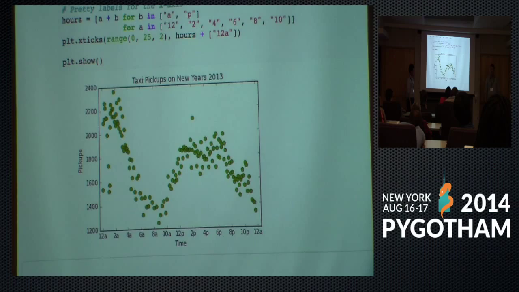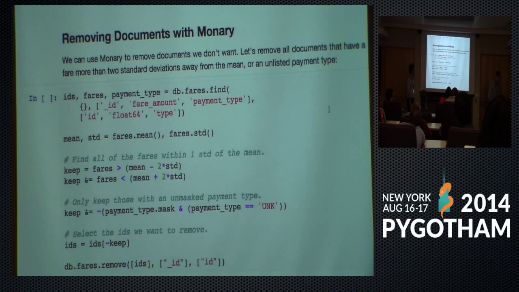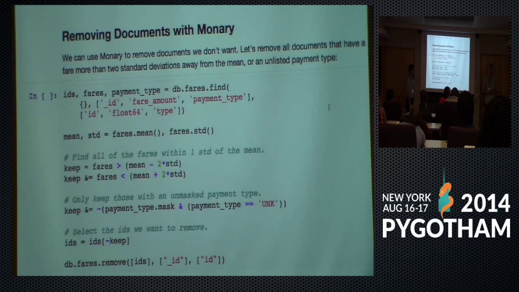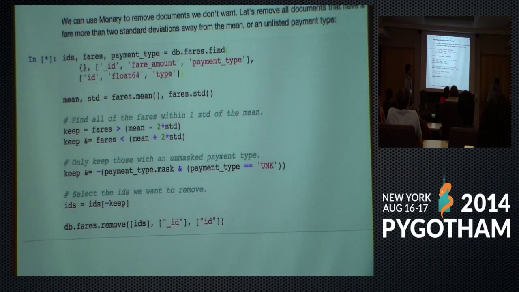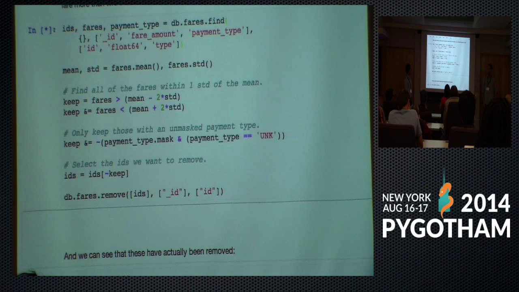And then finally, one last feature that I'm going to demo is you can remove documents with Monary. MongoDB has remove capability, but with Monary you can do bulk removes. And so this will give you more granularity over the exact data that you want to remove. So in this example, again, I'm going to run this while I go through it. In this example, what we're going to do is we're going to remove all of the data where the fare was more than 2 standard deviations away from the mean, or where we don't know how they paid. Let's just say we want to remove outliers and unknown data. That's maybe something that's pretty common.